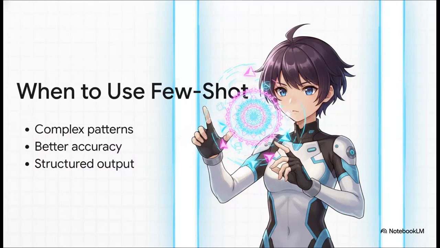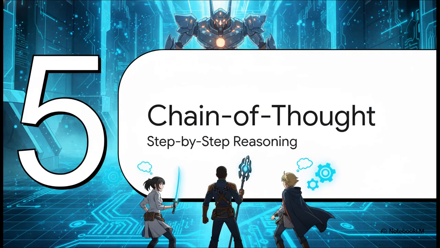To bring this right back to your daily workflow, you'll want to deploy Few-Shot prompting when strict accuracy is absolutely critical. It's totally perfect for complex patterns, forcing better accuracy by minimizing any guesswork, and generating highly structured outputs. The rule of thumb here is the more examples you give, the tighter the guardrails become around the AI's final response.